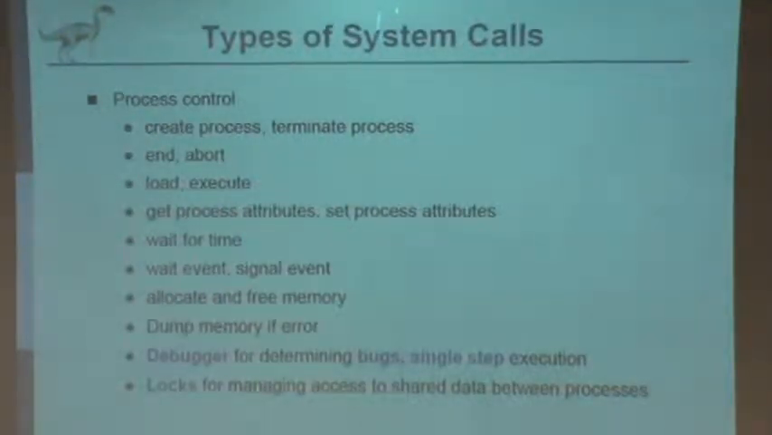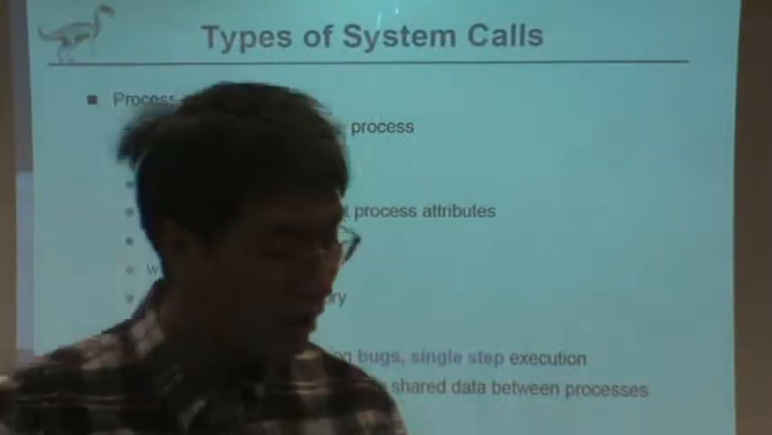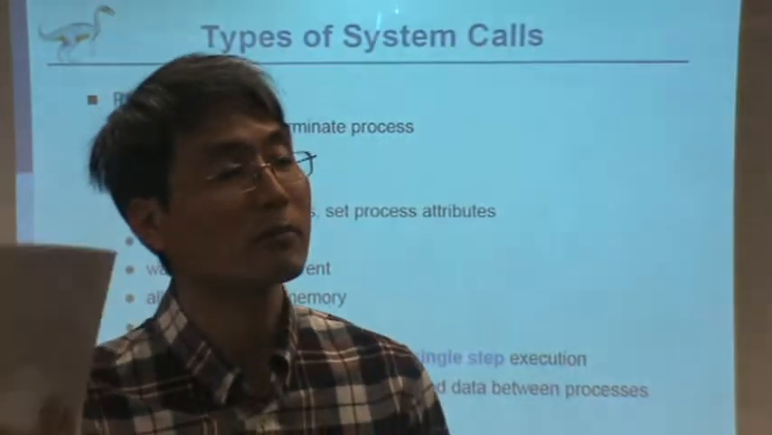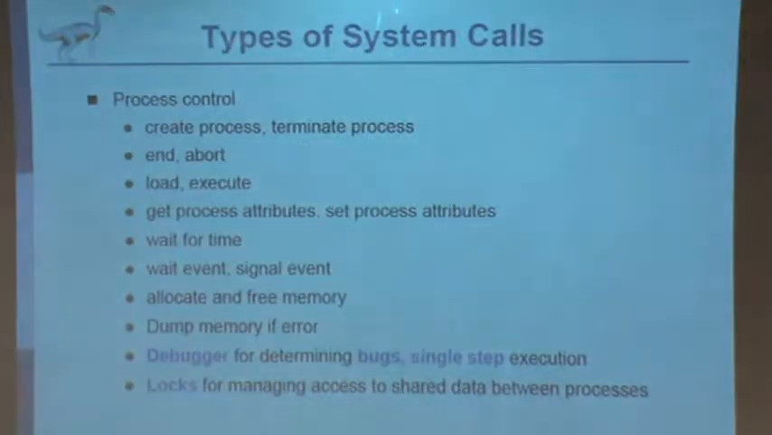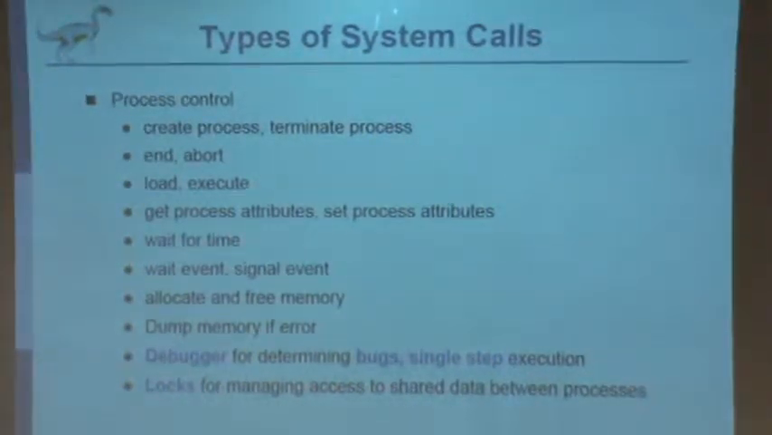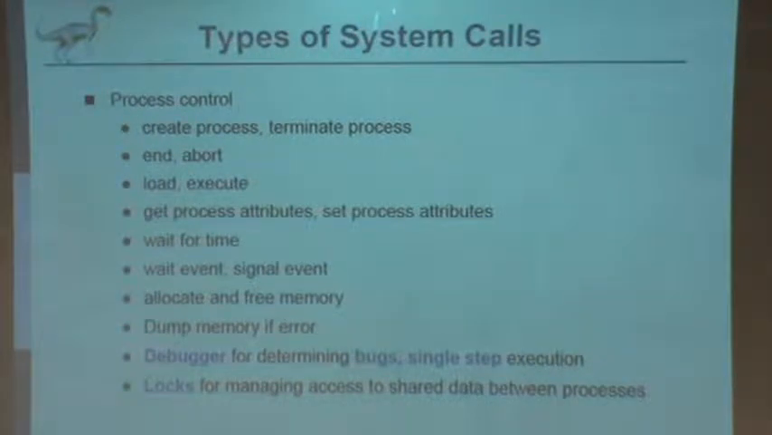There are different types of system calls. The 190, or sometimes 200-something, system calls can be classified into several groups. One is process control, which can create a process, terminate a process, and so on. You don't have to memorize this, just realize there is a group of system calls for process control.